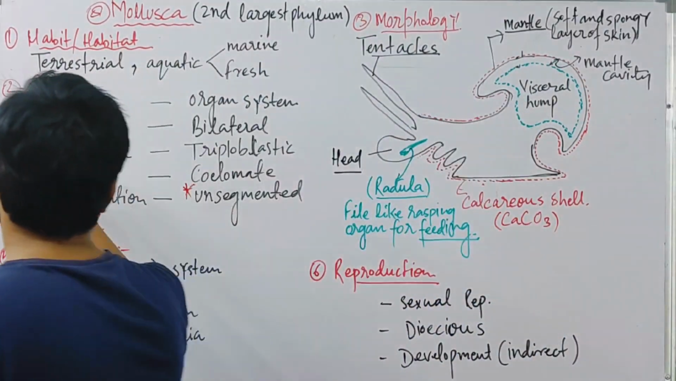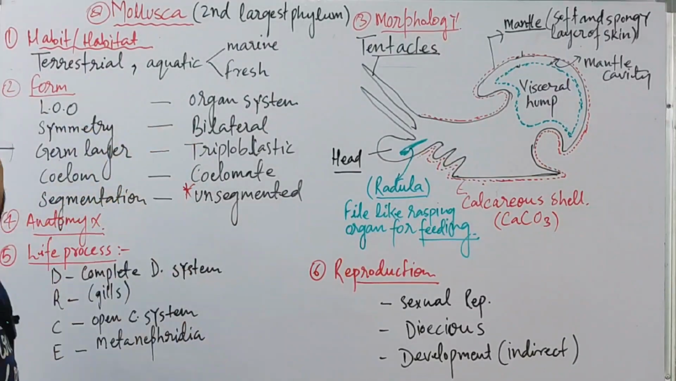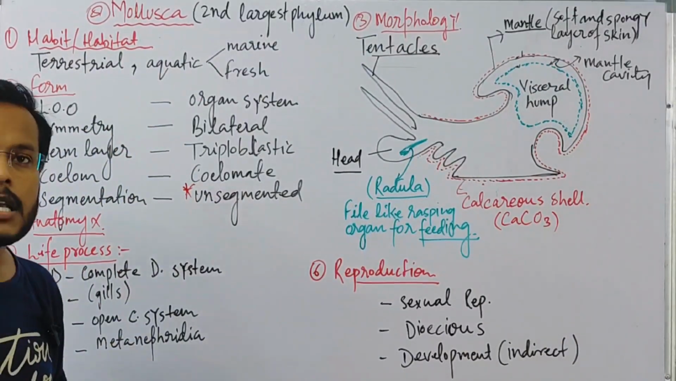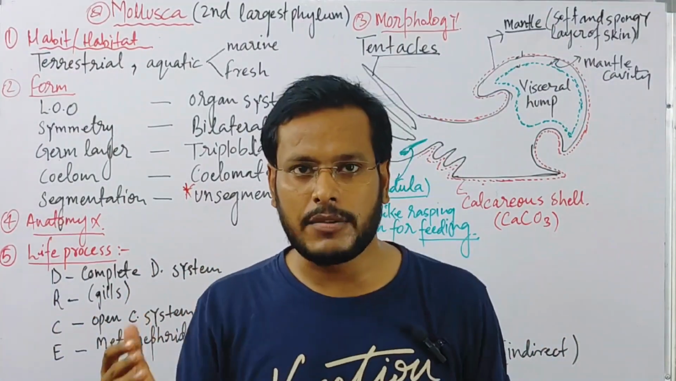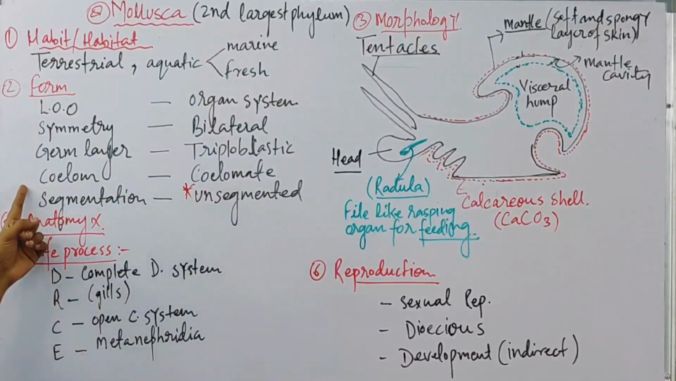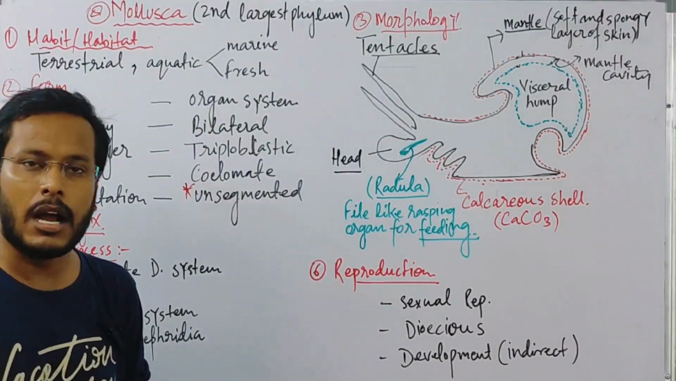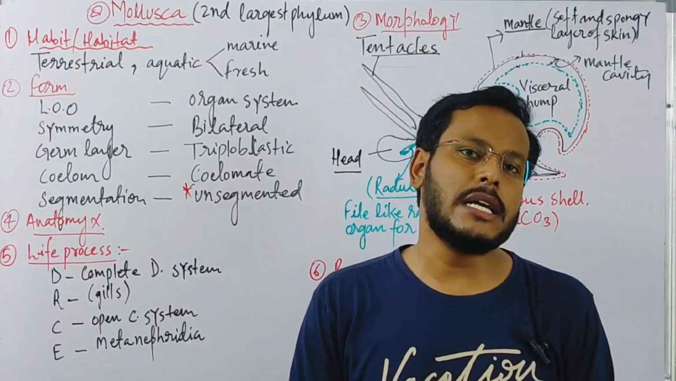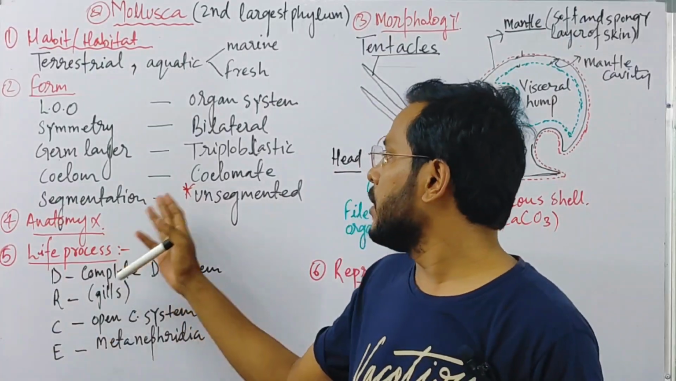Okay. So now, what is the form of the Mollusca? First of all, we have to talk about the level of organization. The level of organization is organ system. Symmetry is bilateral symmetry, meaning when only one axis is drawn, the body is divided into two halves, the left side and the right side. Germ layer is triploblastic, coelom is coelomate, and segmentation is unsegmented. Why is it unsegmented? Because there is no division in their body, so that's why it is unsegmented.